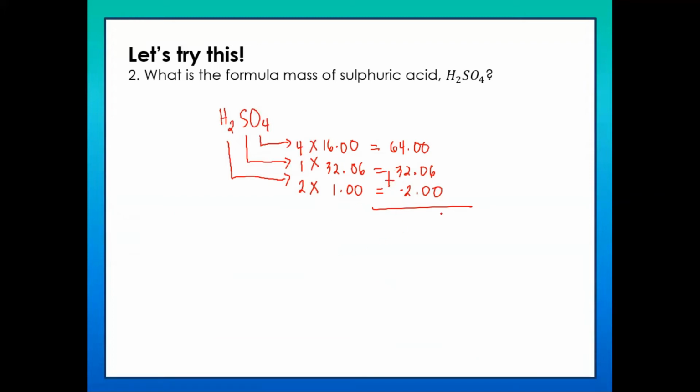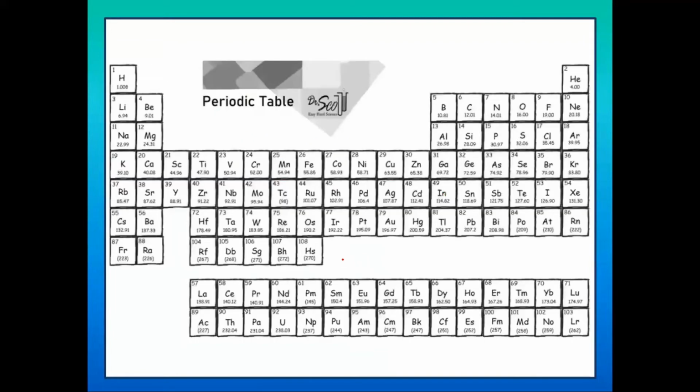And our answer for the formula mass of sulfuric acid is 98.06 AMU. So hopefully you followed this one, okay? It's easy. Now, the third and last example, we'll again be using the periodic table of elements for the atomic masses.